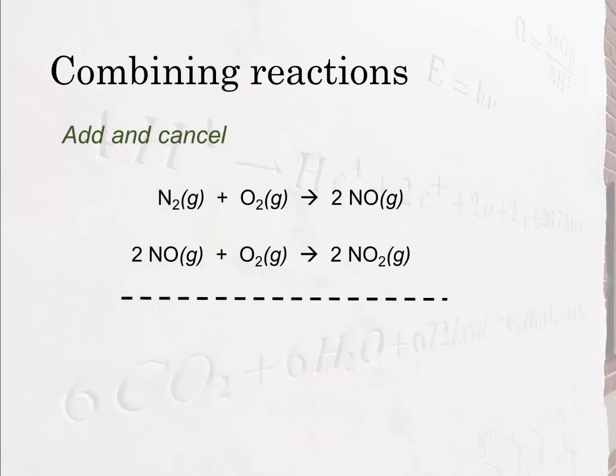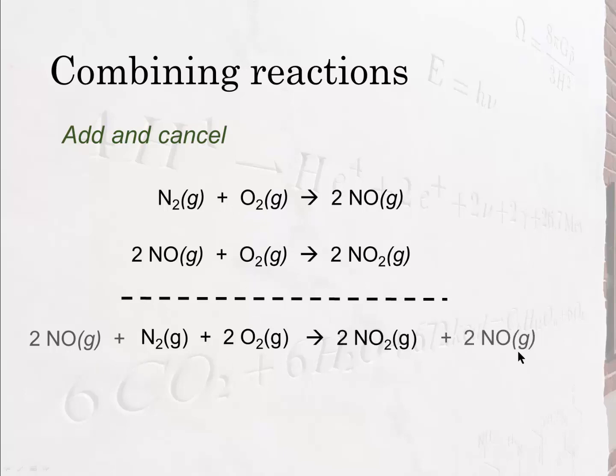We'll start with the basics of combining chemical equations. I'm showing here two chemical reactions, and I can combine together the products and reactants to describe a third reaction. The combined reactants are 2NO plus N2 plus 2O2, and the combined products are 2NO2 plus 2NO. Notice that each side has two equivalents of NO, so these molecules can be canceled from the final equation.